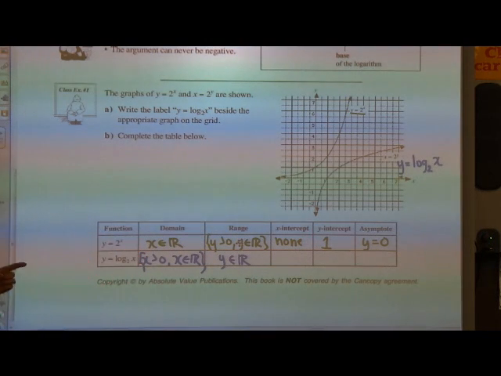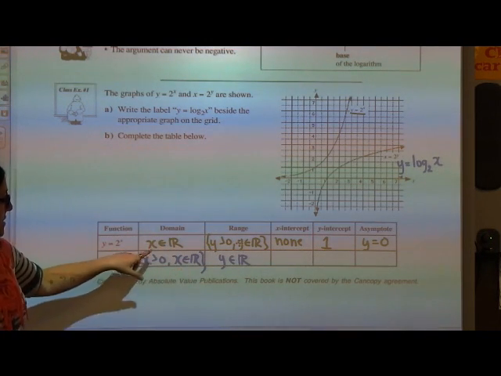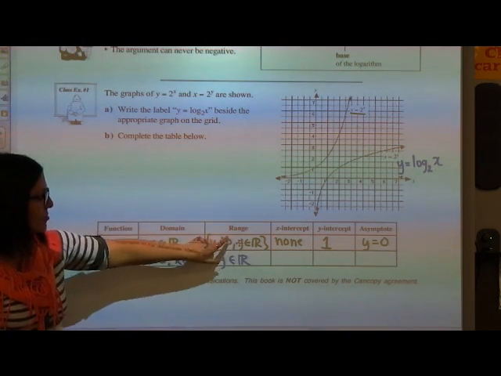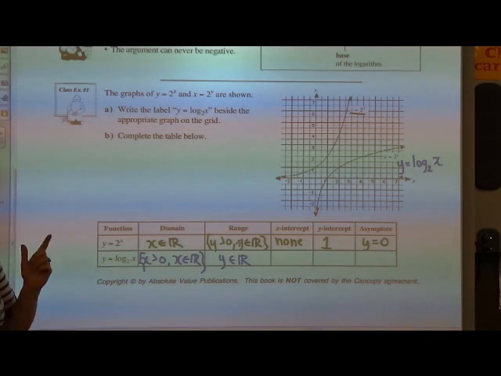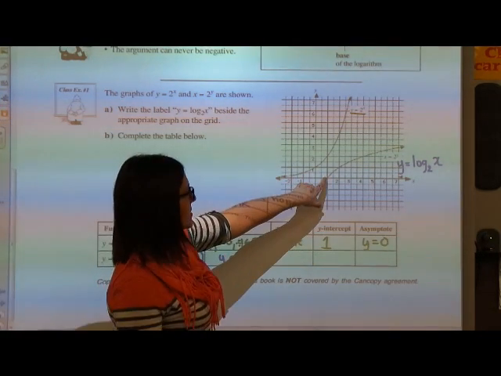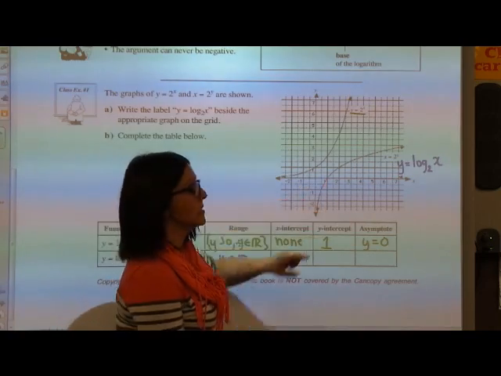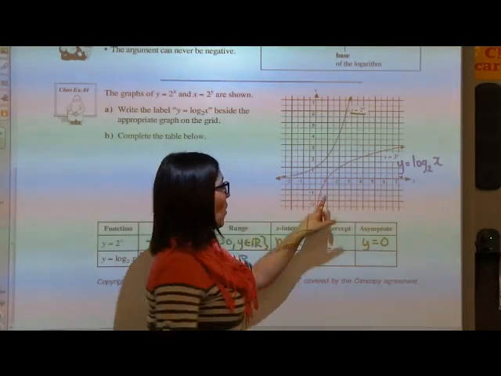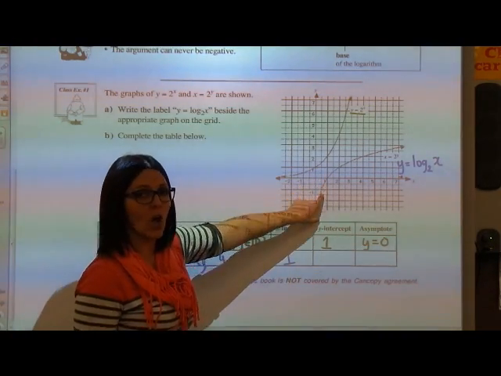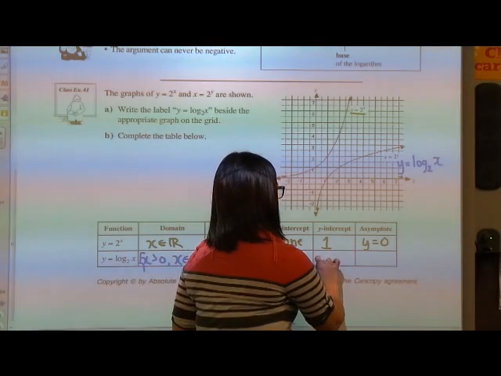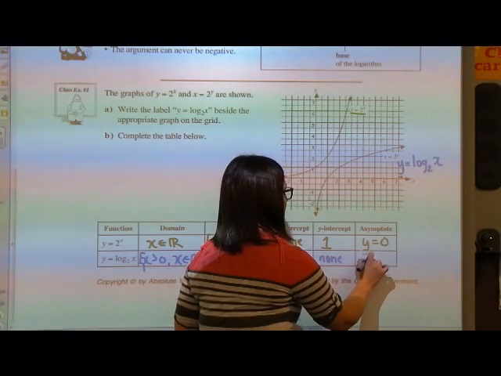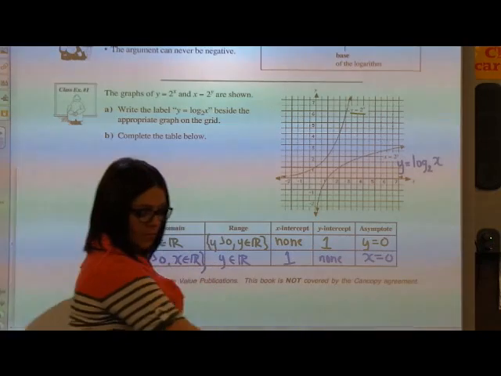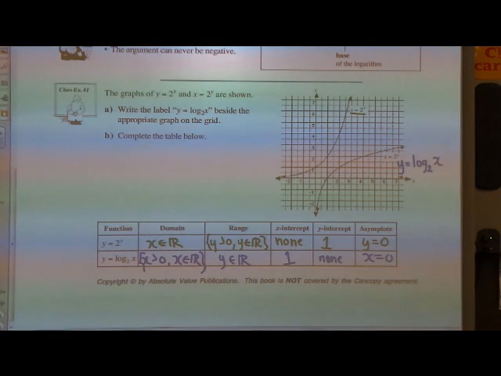And this is true for inverse functions. The domain becomes the range, and the range becomes the domain. The x-intercept, it crossed the graph at 1. The y-intercept, it never crosses the y-axis. And the y-axis becomes my asymptote of x equals 0.